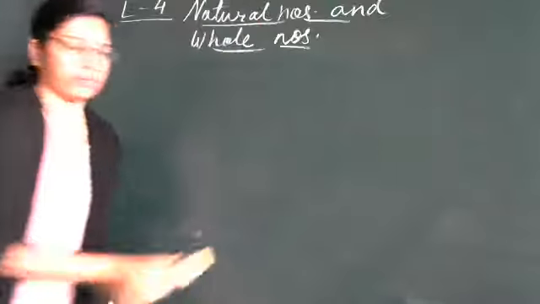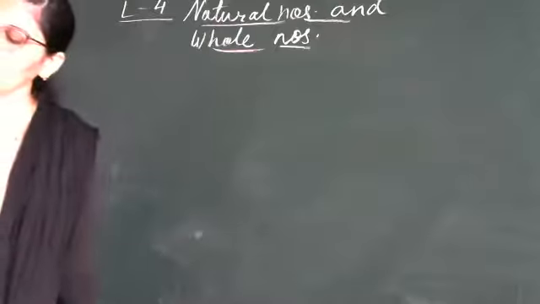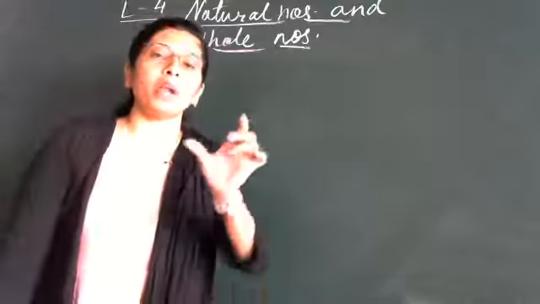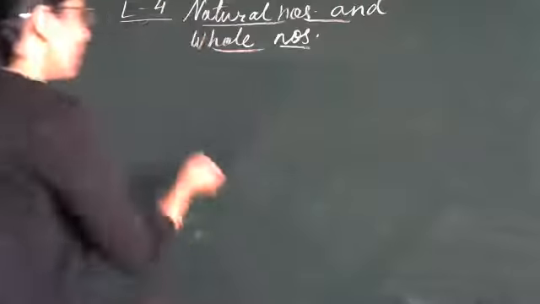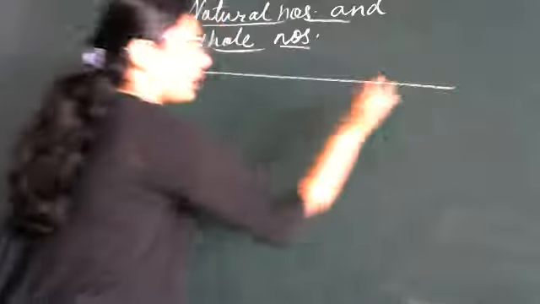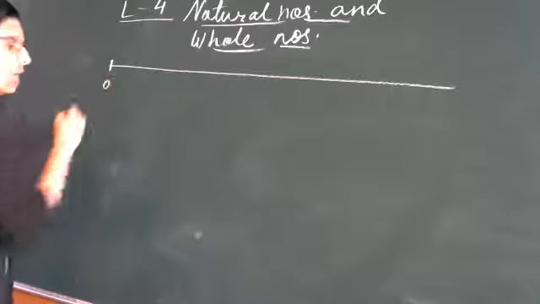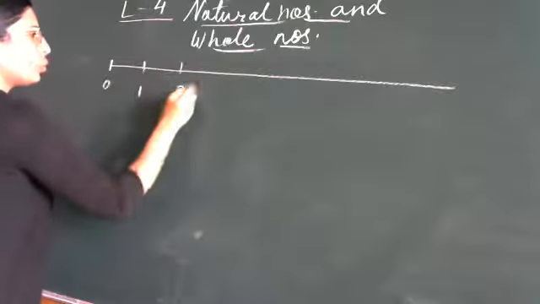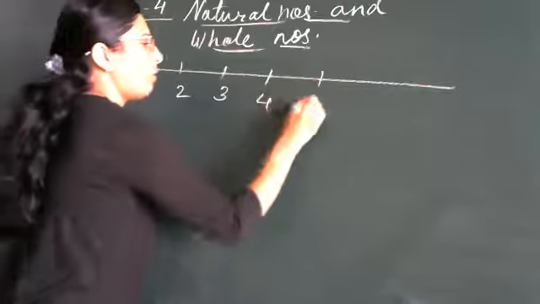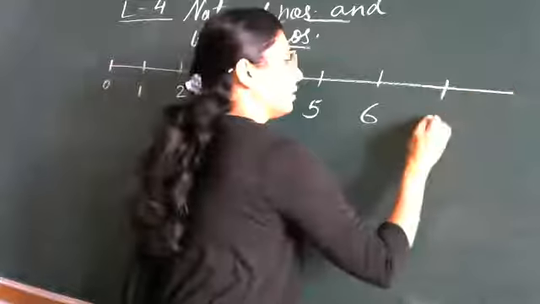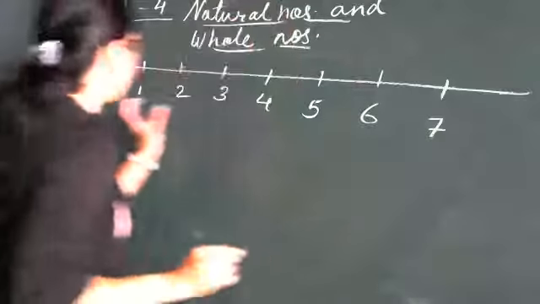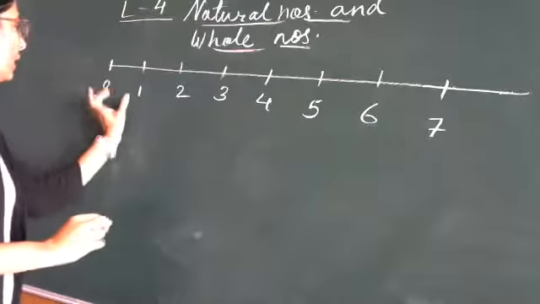Yes, ma'am. Okay, so now we will see how we can represent whole numbers on a number line. Now you know the number line, you studied it. A number line is like a scale. On your scale, it starts from 0. Here it starts from 0, 1, 2, 3, 4, 5, 6. On a number line you keep equal distance, and we have to write the whole numbers.